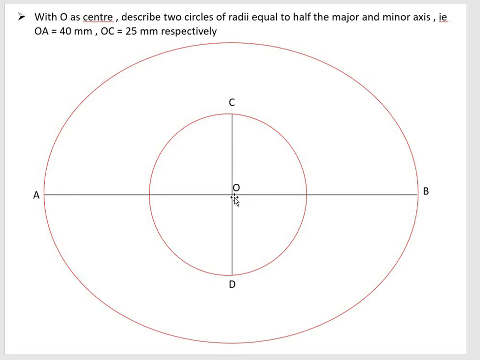After you got this center point O, what you have to do, you have to draw two circles with radii half the major and minor axis. That is, if AB is the major axis, what is half of AB? Half of AB will be OA. So with OA as radius and center as O, you draw this outer circle.